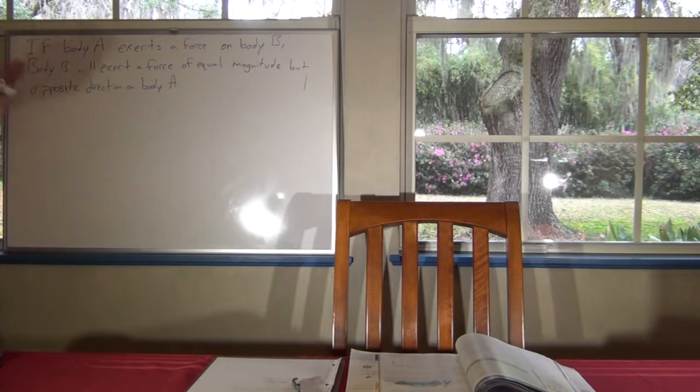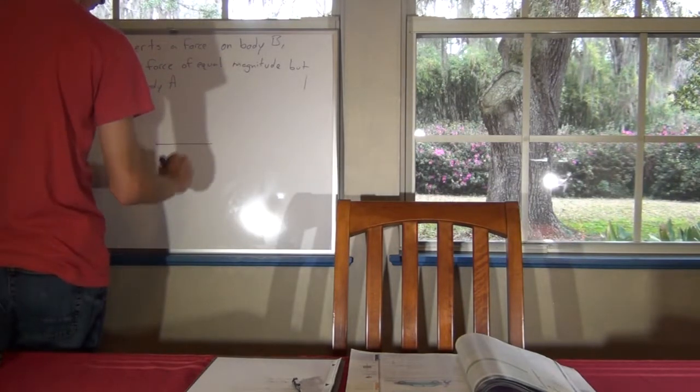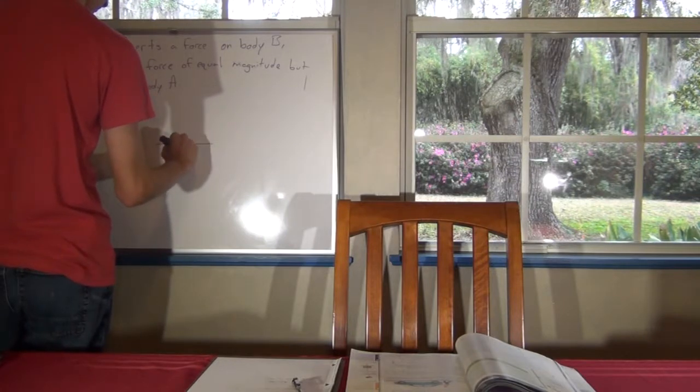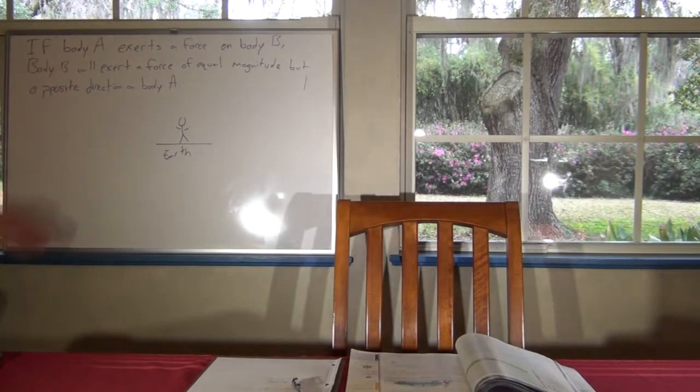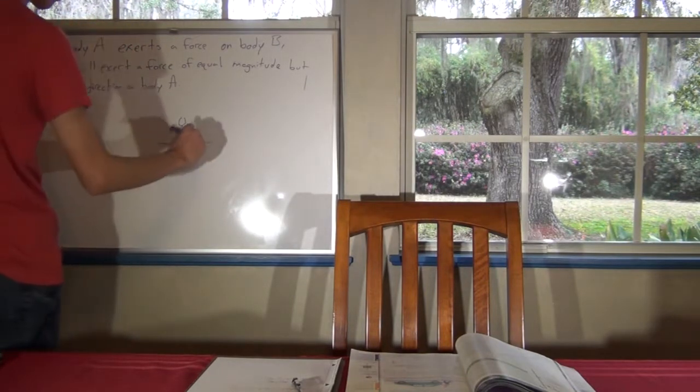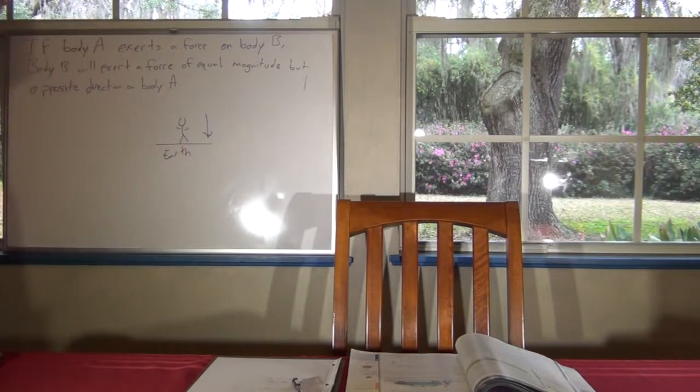And what's an example of that? A really simple example is the Earth. Hey, look, it's the Earth. And a person. Look, there's a little stick figure person. Well, the Earth is always exerting a force on you. It's called the force of gravity. Force of gravity going down.